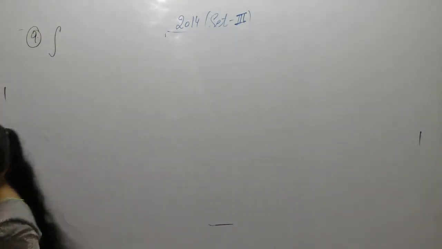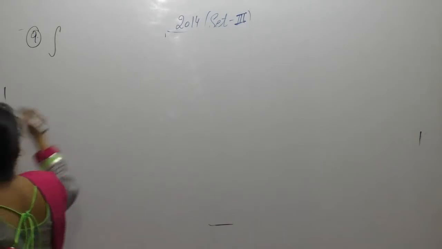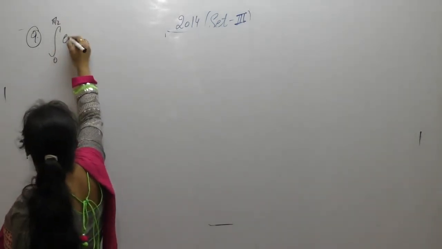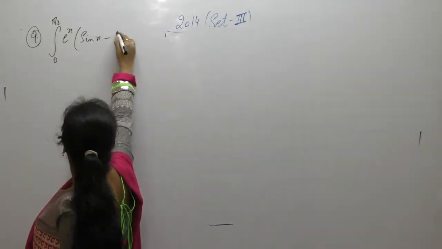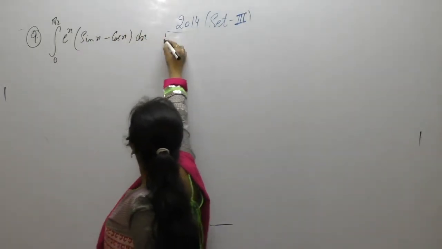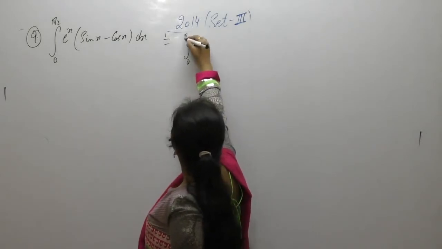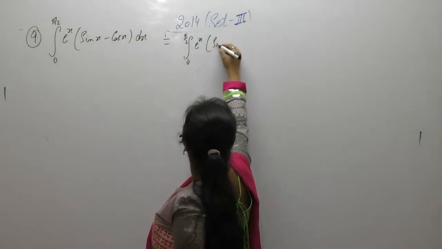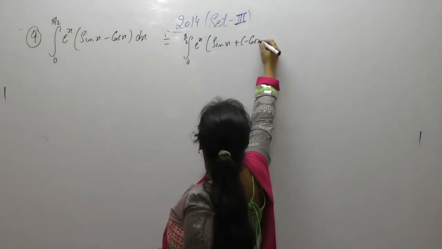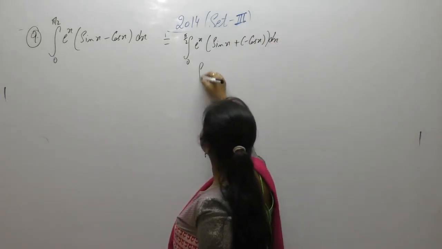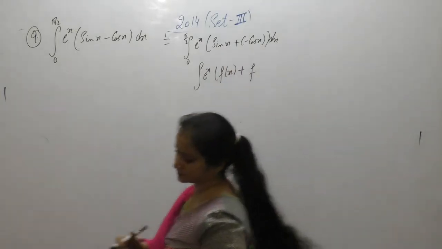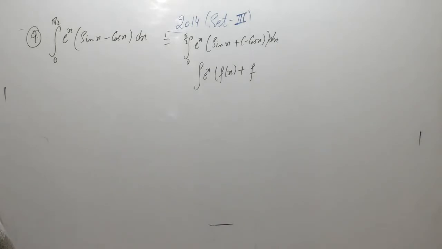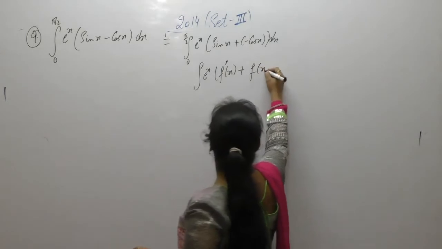Evaluate the integral from 0 to pi by 2 of e^x (sin x minus cos x) dx. The integral from 0 to pi by 2 of e^x (sin x plus minus of cos x). This is f(x), f dash x, f of x, f dash x plus f of x.